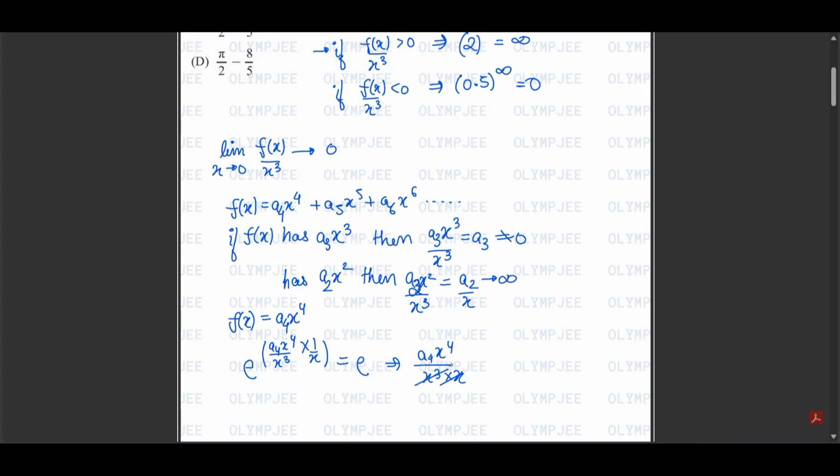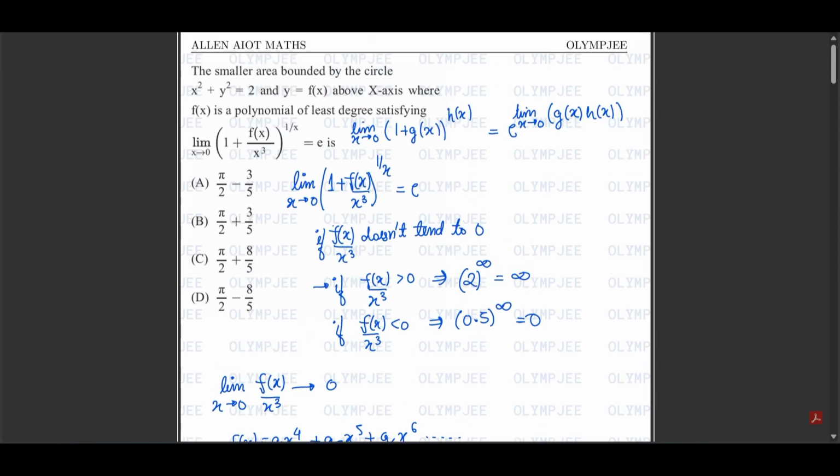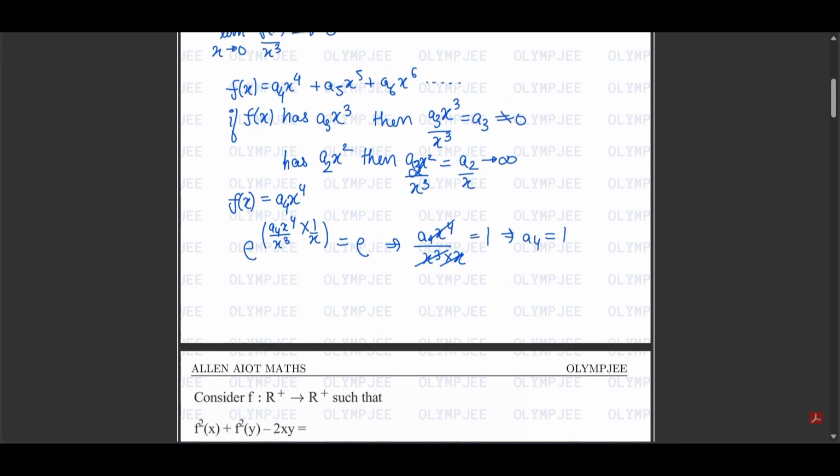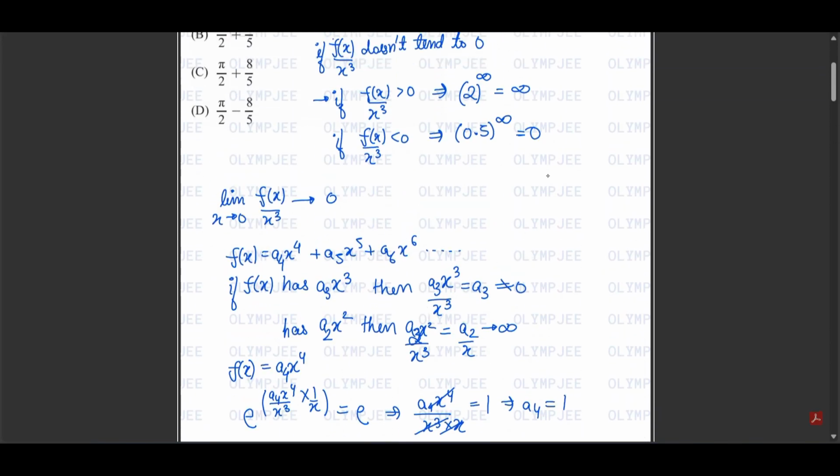So x^4 will get cancelled from numerator and denominator, and from here we will get that a^4 is equal to 1. So f(x) is equal to x raised to the power 4. Okay, so now we need to find the area bounded by this function and this function. So let us plot the functions. It will be something of this form.